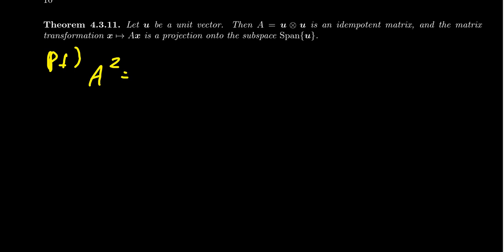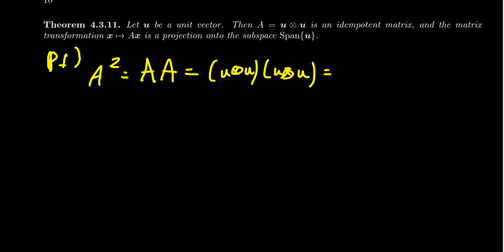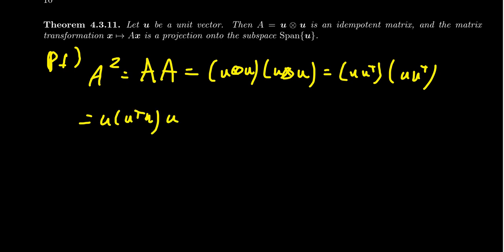That's what it means to be an idempotent matrix. So we're considering A times A. Well, A is equal to u tensor u times u tensor u. But what is the tensor product here? What is this outer product? You're going to get u transpose, and then you're going to get u transpose. If I redo the parentheses, you're going to end up with u times u times u transpose.